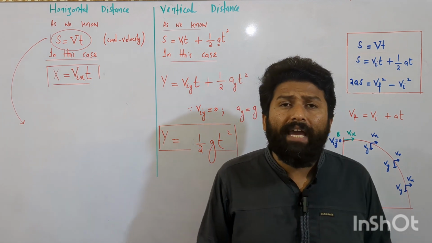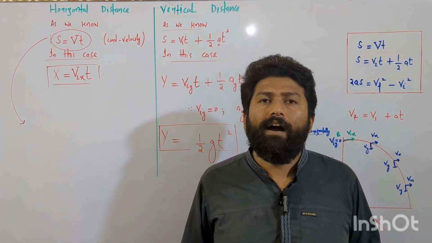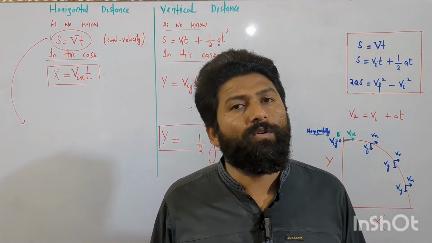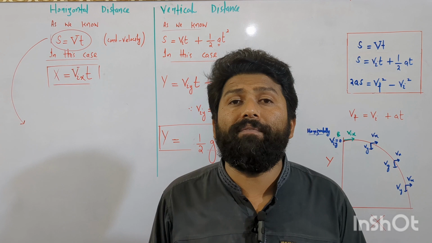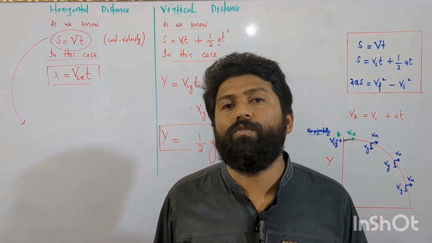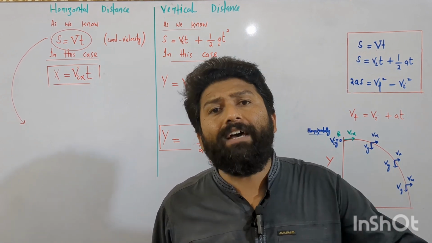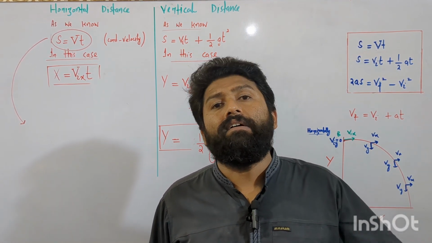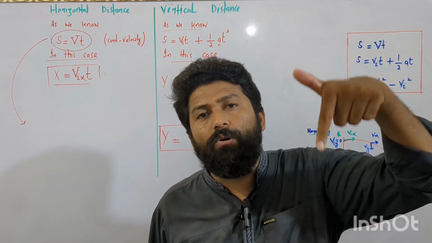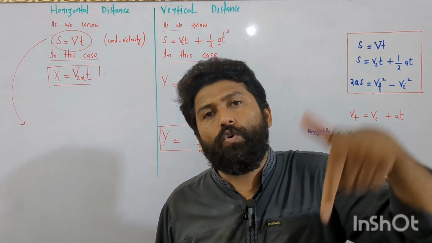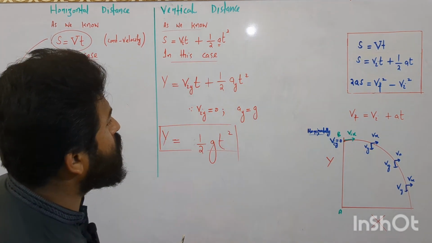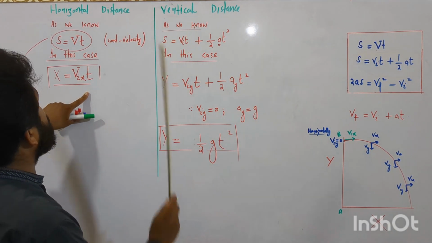As we have discussed earlier, horizontally, according to Newton's law, there would be no acceleration, Ax is equal to 0, and velocity along the x-axis will remain constant, while there will be change in velocity along the y-axis. The reason is simple: acceleration is acting along the y-axis due to gravity, and acceleration simply means change in velocity. So let us come here. Now we will calculate horizontal distance as well as vertical distance.